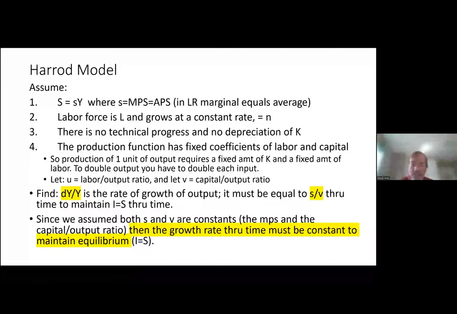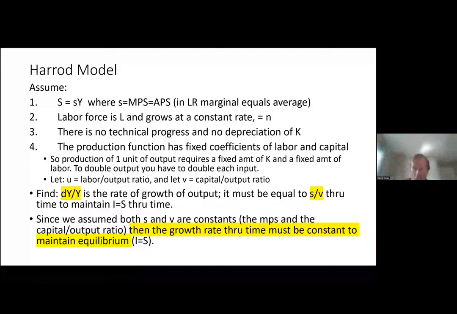The production function has fixed coefficients of labor and capital. So production of one unit of output requires a fixed amount of capital and a fixed amount of labor. To double output, you have to double each input. Again, this keeps things simple. Here I'm letting U be the labor output ratio. Usually it's 1 minus V. And V is the capital output ratio.